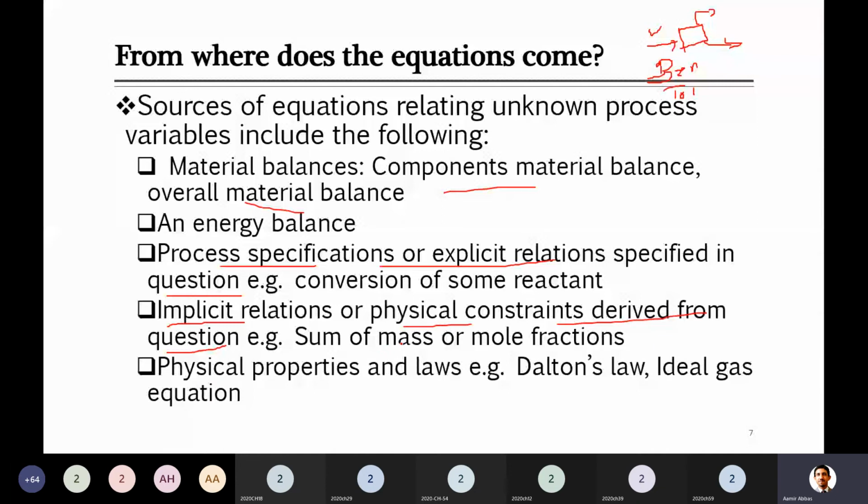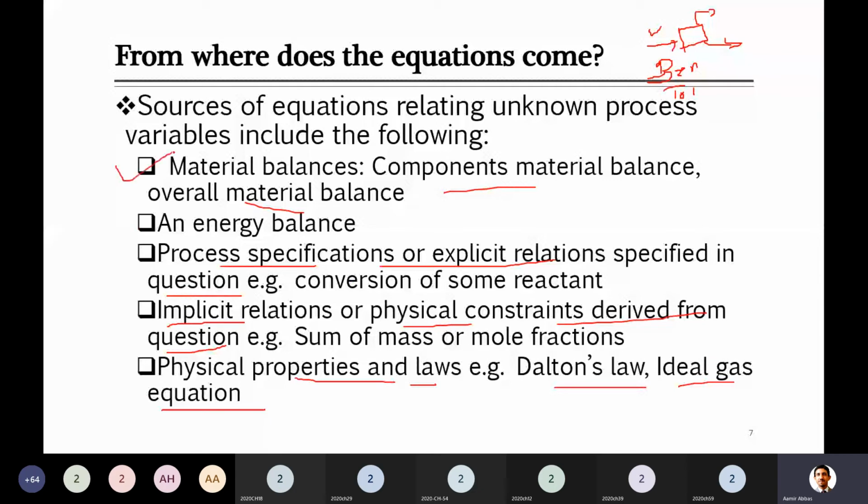These are just a few examples. Maybe you will not use them in material balance, but you may come across them in material balance, energy balance or some other such problem. For example, physical properties and laws. You know Dalton's law, that the sum of the partial pressures is equal to the total pressure. You also know another law, the ideal gas law or ideal gas equation. So these are different ways from where you can grab and write equations.